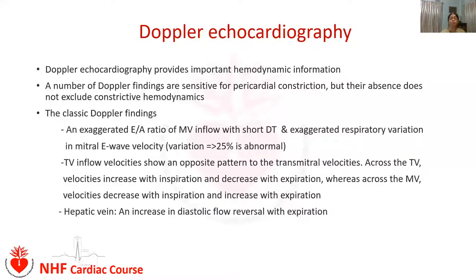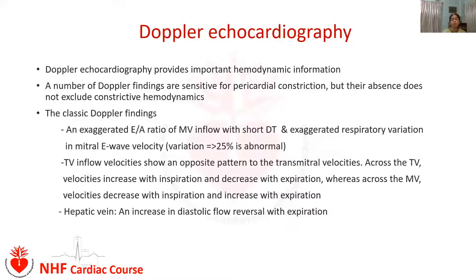Doppler echocardiography provides important hemodynamic information. A number of Doppler findings are sensitive for pericardial constriction, but their absence does not exclude constrictive hemodynamics. The classic Doppler findings are an exaggerated E/A ratio of mitral inflow with short DT and exaggerated respiratory variation in mitral E velocity. When the mitral E velocity with inspiration-expiration varies more than 25%, it is considered abnormal.